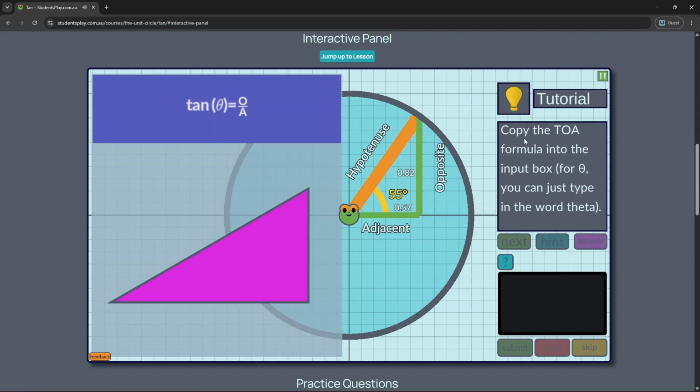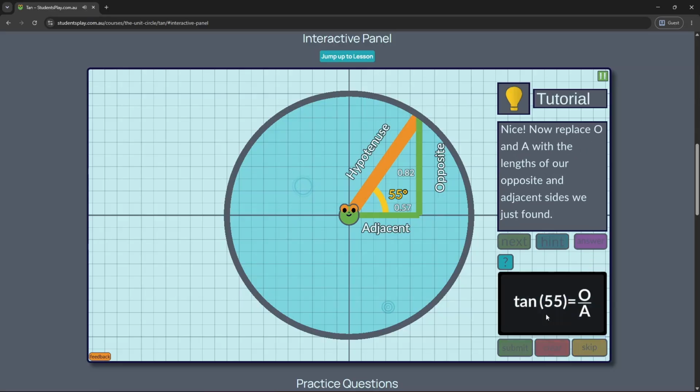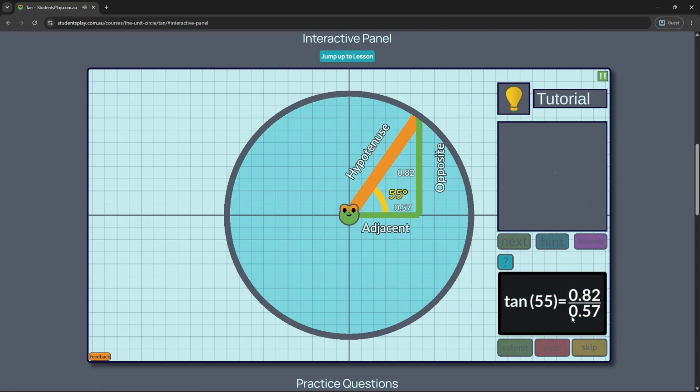Okay. Copy the TOA formula into the input box. For theta, you can just type in the word theta. So tan theta equals O over A. Now replace theta with the angle we're using. That would be 55. To get to this theta here, sometimes we just need to click close to it and then use the arrow keys to get exactly on it. So 55. Replace O and A with the lengths of our opposite and adjacent sides we just found. So O would be 0.82 and then A would be 0.57.